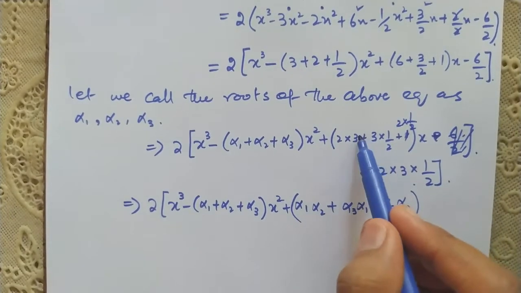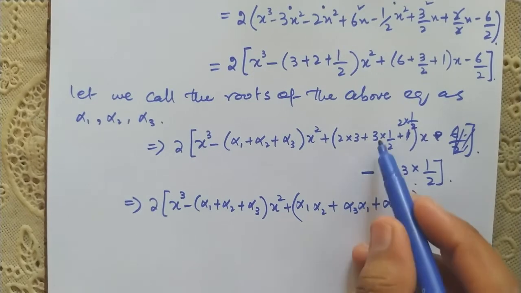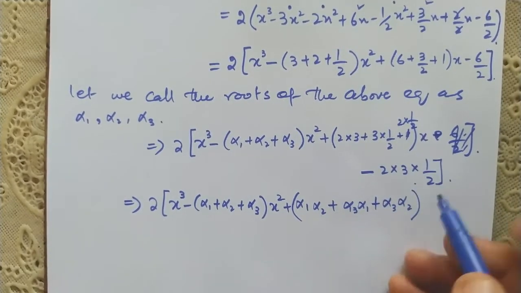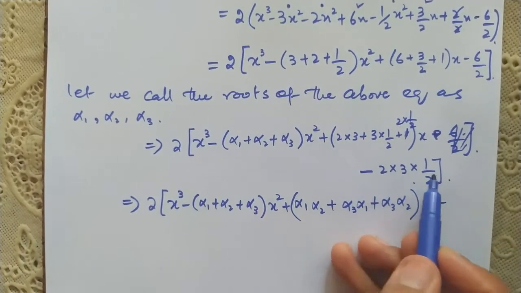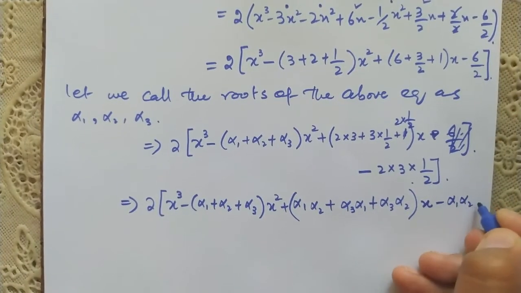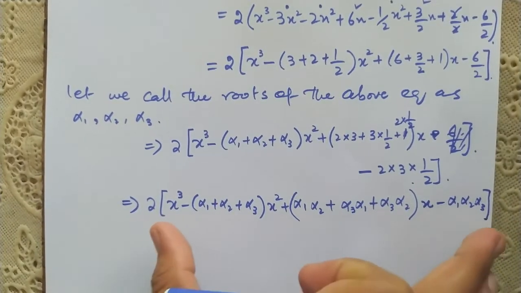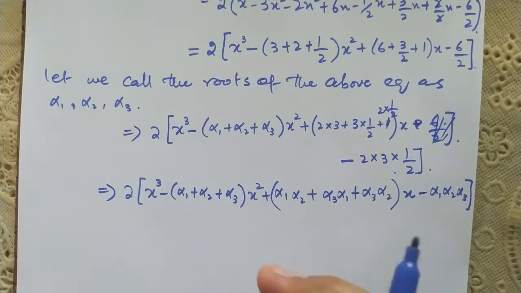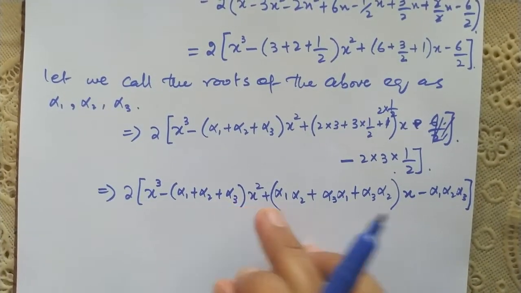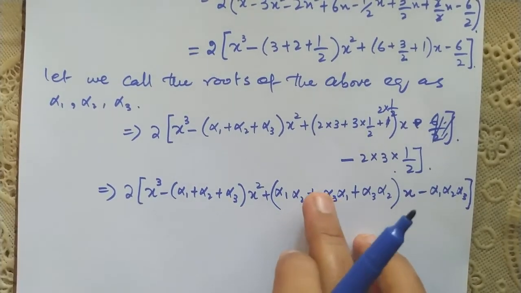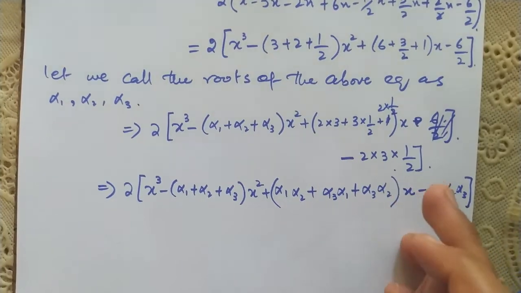So it can be written in the form of alpha 1, alpha 2, alpha 3 as alpha 1 into alpha 2 plus alpha 3 into alpha 1 plus alpha 3 into alpha 2 times x minus, and it is the product of three roots, so you can write alpha 1, alpha 2, alpha 3. And 2 is multiplied by this whole expression. Means from this equation you can conclude that the coefficient of the second term is the sum of all the roots. Coefficient of the third term is the sum of the products of each possible pair of roots. And the last term contains the product of the roots.